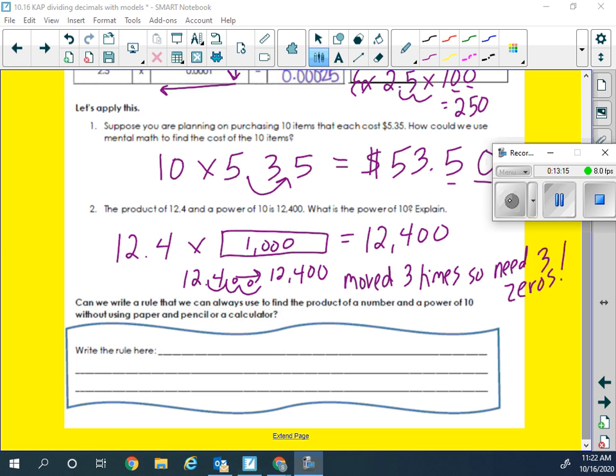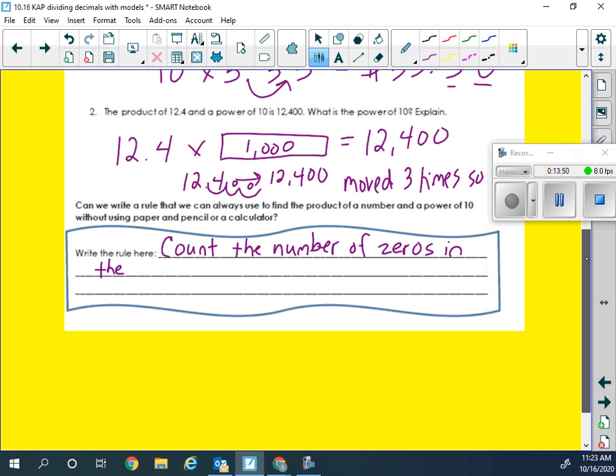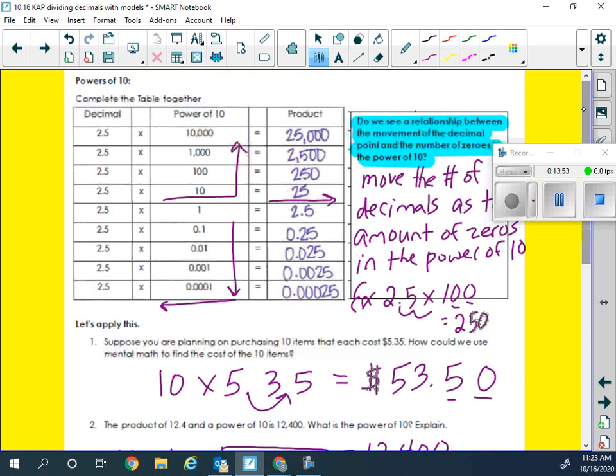Can we write a rule that we can always use on the product of a number and a power of 10 without using paper and pencil or a calculator? What could we say? I'll give you a hint. Let's start with the word count. The decimal places? There we go. So count the number of zeros in the power of 10.